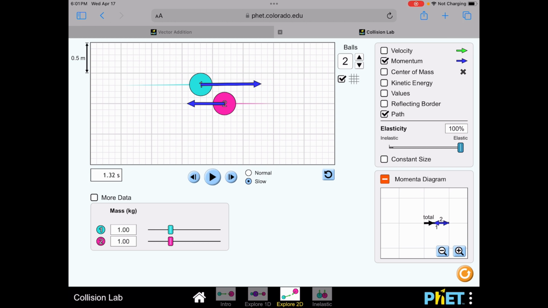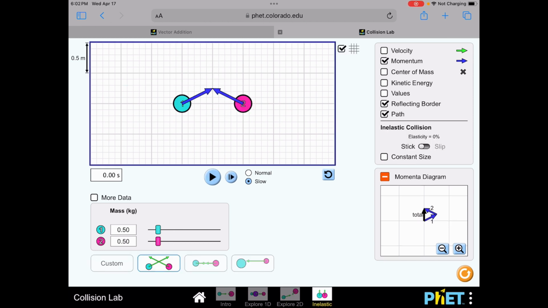And again, if you watch the momentum diagram in the bottom right there, you'll see that the total momentum vector, the net momentum vector, doesn't change after the collision. The individual momenta of the two objects do, but the total in the system stays the same. Okay, let's try another one.